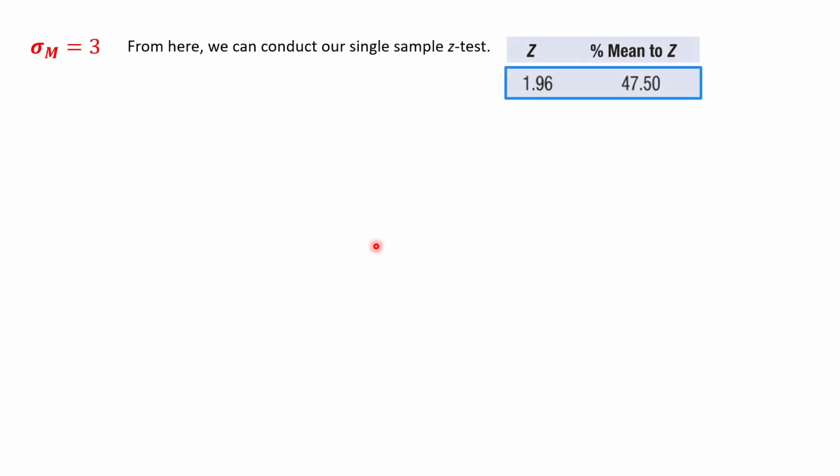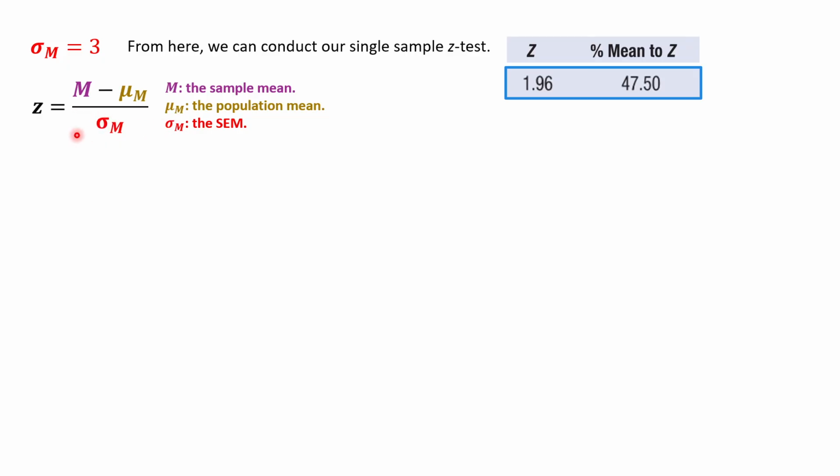From here, we can conduct our single sample z-test. So our z-test is just the observed sample mean subtracting the population mean, or the mean of the distribution of sample means, denoted mu subscript m, divided by the standard error of the mean. Okay, so this is now a standard deviation. We now have our denominator for this equation. We also have our sample mean and our population mean, and we get a z-score of 1.67.